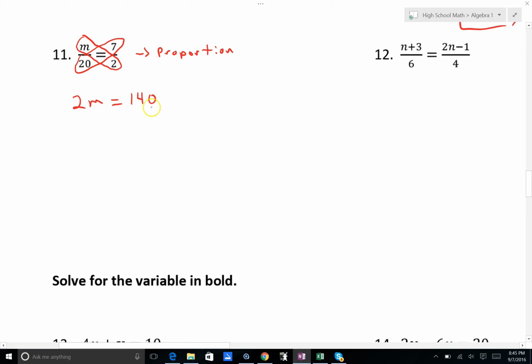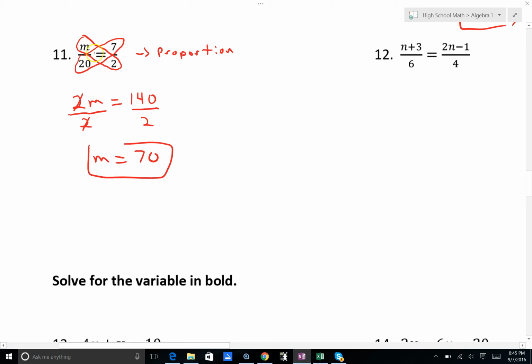Now we have this very simple equation. We have 2 times m equals 140. Solving for our variable m, we will simply divide by our coefficient 2. 2 is being multiplied by m, the inverse is divide. Whatever we do to one side, we do to the other. 2 divides 2 to leave m. 140 divides 2, that's 70.